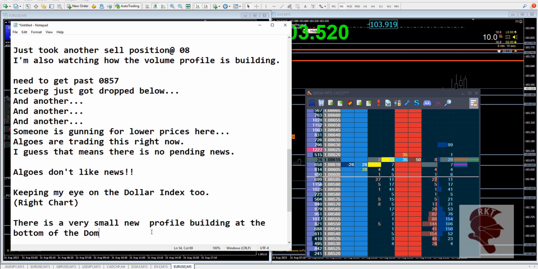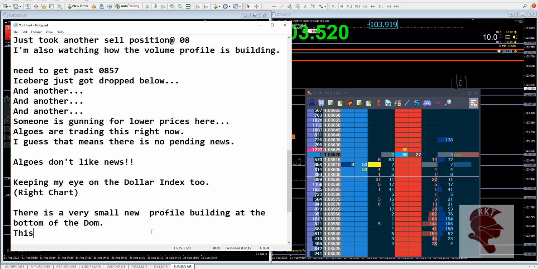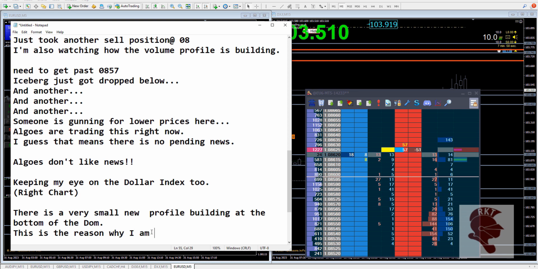Coming up to point of control, POC. Let's see if we get any icebergs coming here to push it back down.